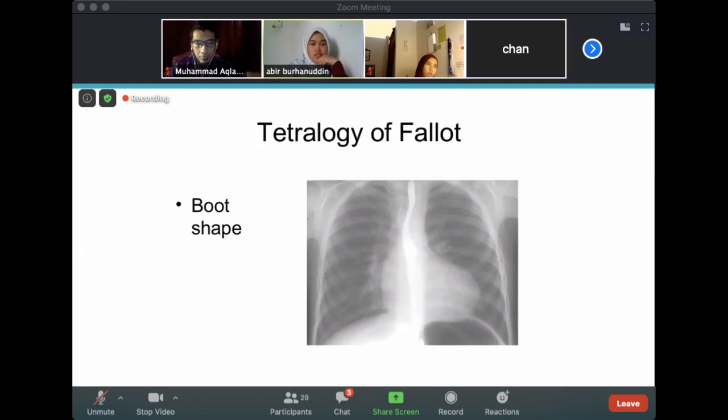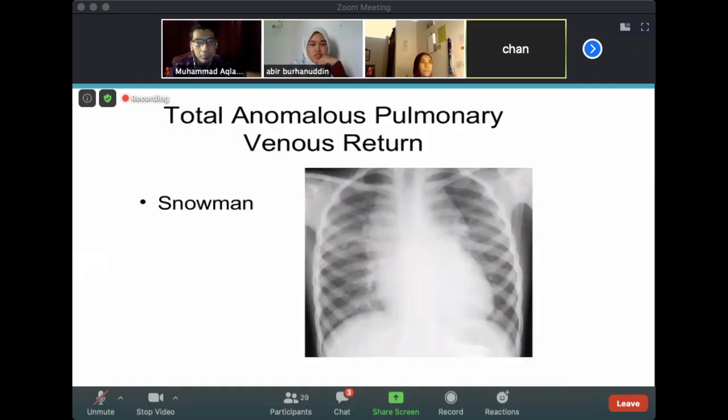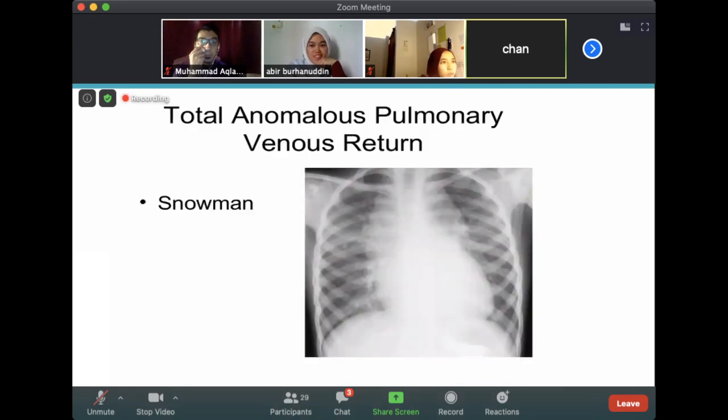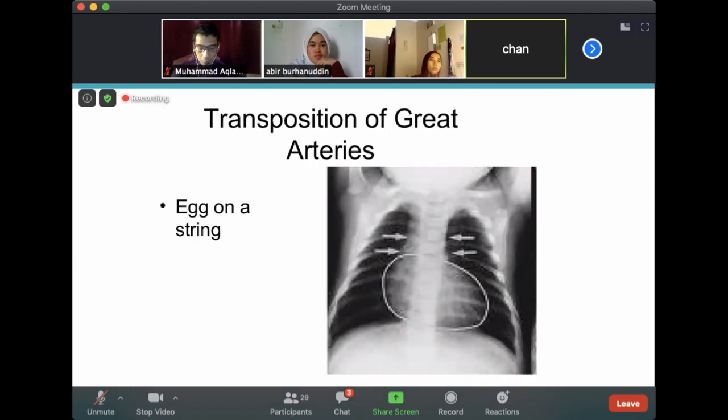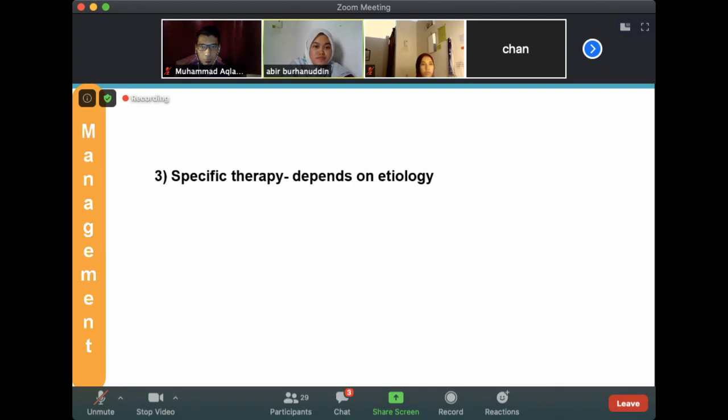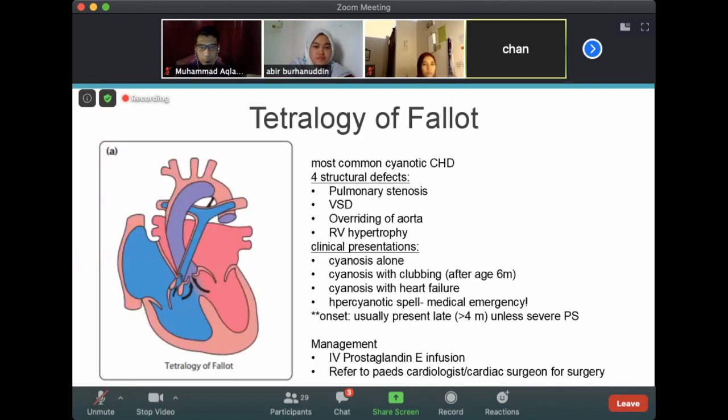Next. Just X-ray. Boot-shaped heart, right? Then you're supposed to see notching on the ribs. It's not very clear here. Next. Snowman appearance, why? Because there is congestion. Okay, next. Next. Okay. I don't think you guys need to do this. These you're just basically doing the causes, right? Next, please.